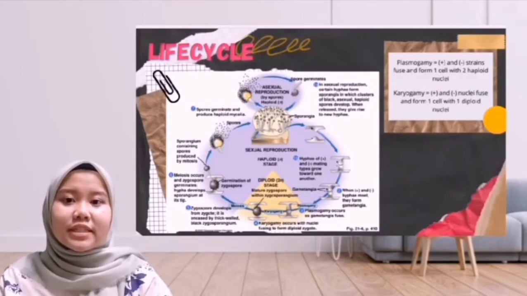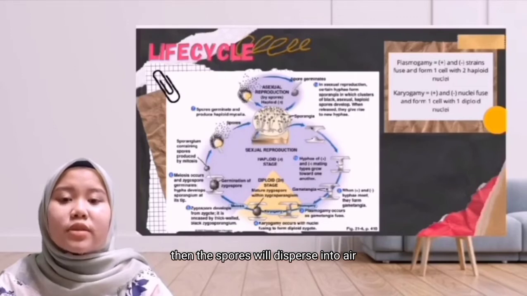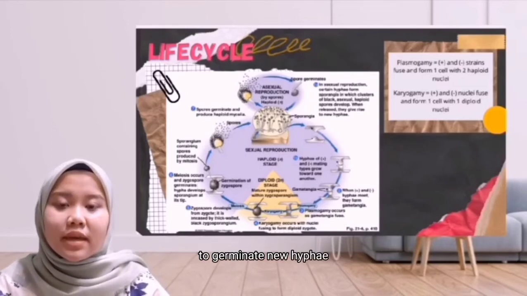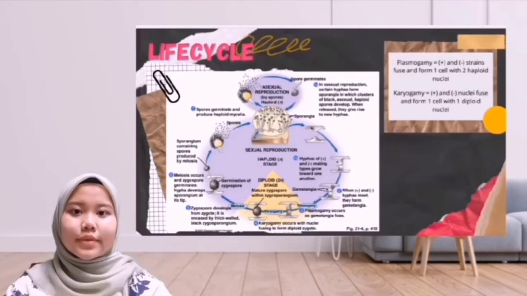Next, we move on to the life cycle of Zygomycota, which contains asexual and sexual reproduction. In asexual reproduction, spores are produced from a haploid sporangium by mitosis. Then the spores disperse into the air and land at a suitable place such as bread to germinate new hyphae. Then the new hyphae will produce more sporangia and more spores.